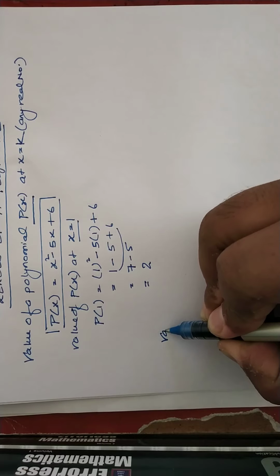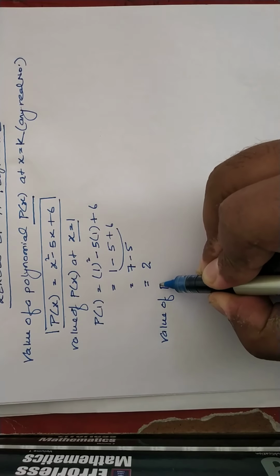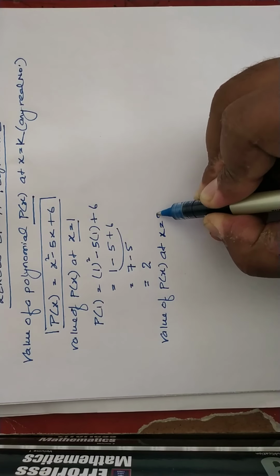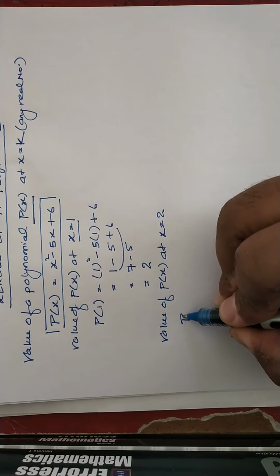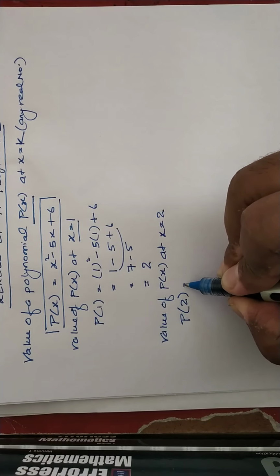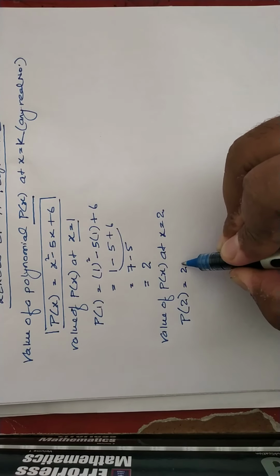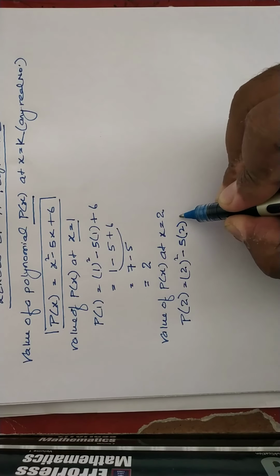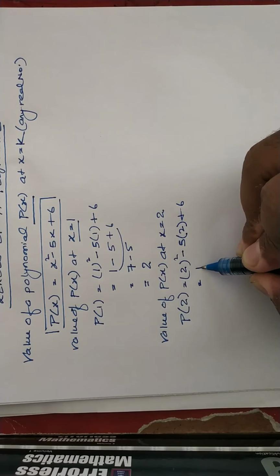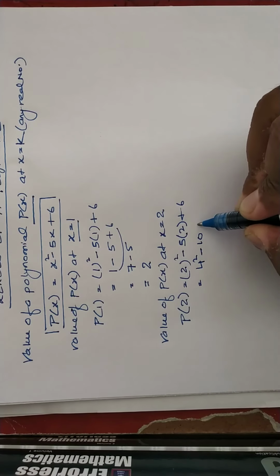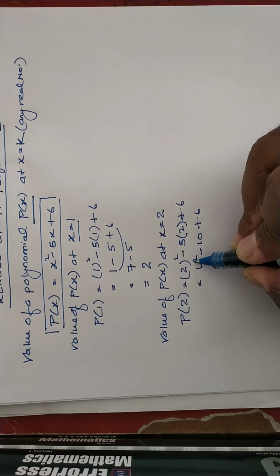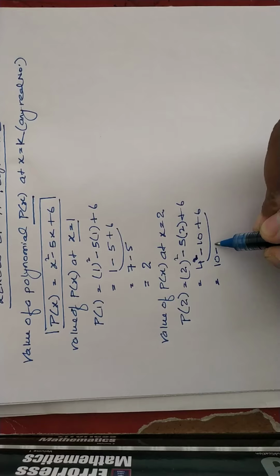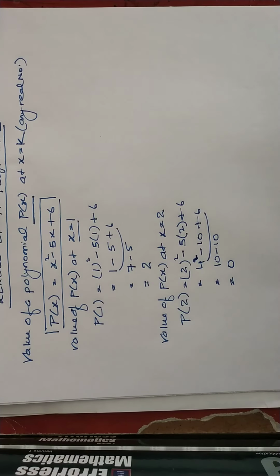Let's find out value of p(x) at x equal to 2. So here we will replace x by 2. So 2 square minus 5, instead of x I will write 2, plus 6. So that will be 4 minus 5 into 2, which is 10, plus 6. Sorry, 4 plus 6 is 10. 10 minus 10 comes out to be 0.